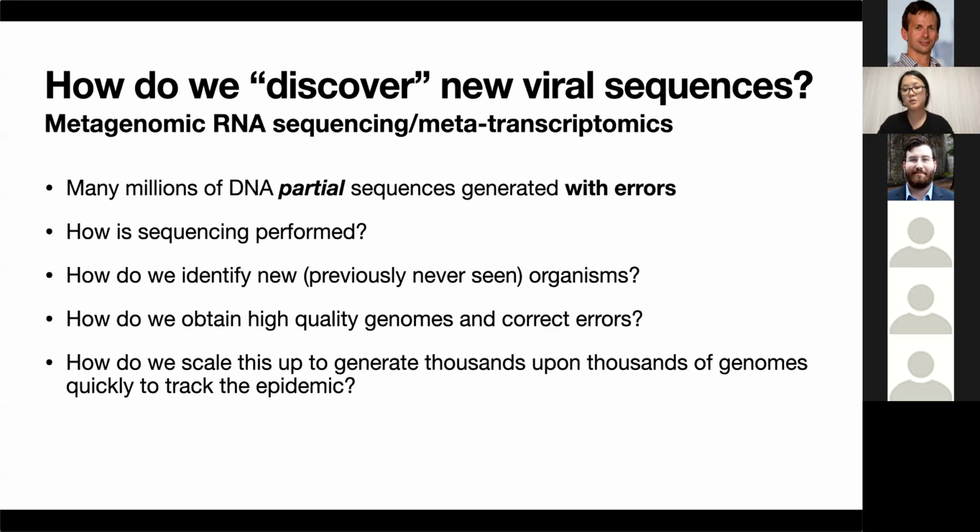Some of the questions that arise at this point are, how do we generate these millions of sequences? Supposing we're able to do this, how do we then identify new, meaning previously never seen, organisms? Once we identify something new, how do we obtain high quality genomes and correct errors, which is presumably something that has to happen before it becomes a reference genome? And then once we've established the reference genome, the next question is, how do we scale this up to generate thousands upon thousands of genomes quickly to track the epidemic and understand what the virus is doing as it's spreading through the human population?